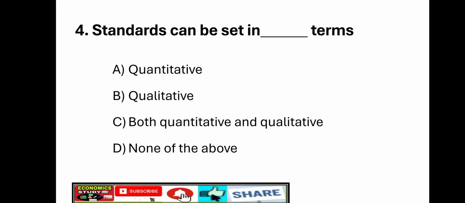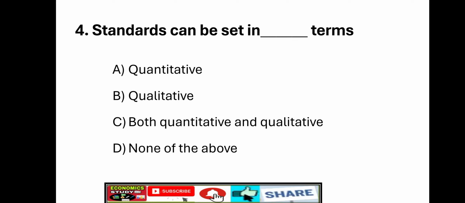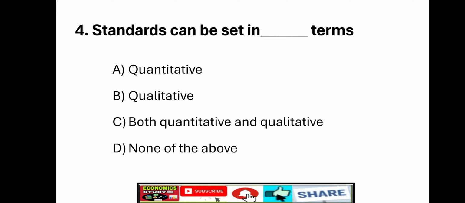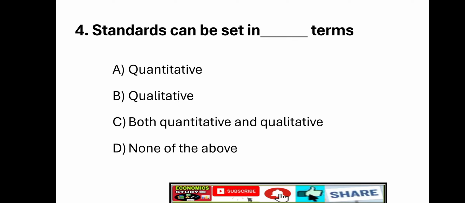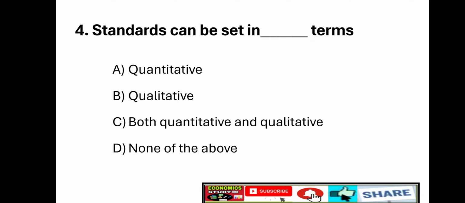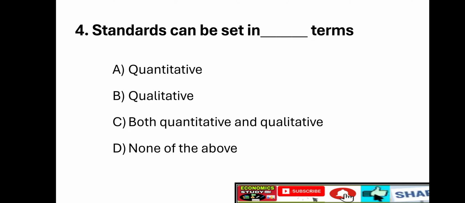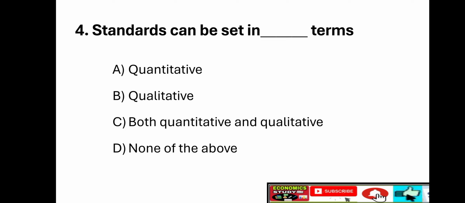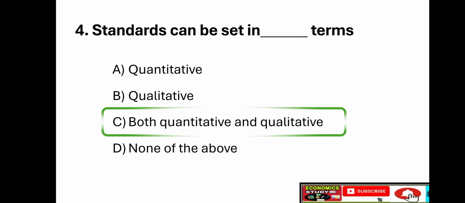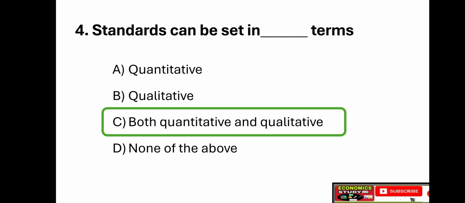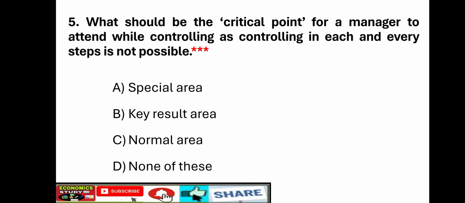Fourth question. Standards can be set in dash terms. Option A. Quantitative. Option B. Qualitative. Option C. Both quantitative and qualitative. Option D. None of the above. Right answer is Option C. Both quantitative and qualitative.